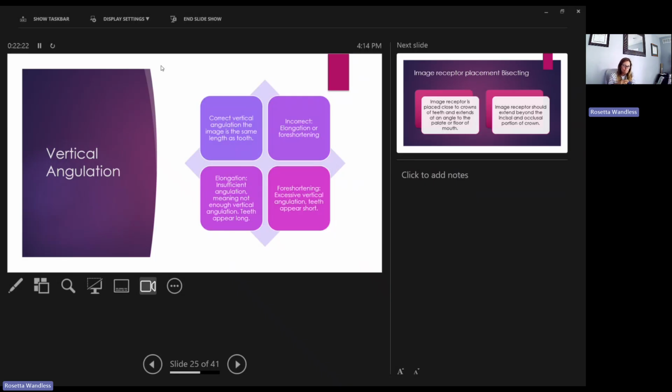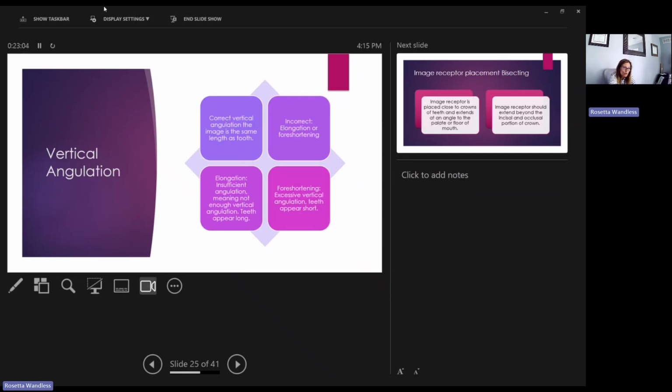This is how I look at it. If my PID is insufficient, meaning the tube head itself is downward and my PID is up, I'm going to think of it like the sun in the sky, right? As the sun sets, my shadow gets really long because it's going down. Whereas for shortening, which would be an excess of vertical angulation, meaning my tube head is higher than the PID itself, I'm going to get excessive vertical angulation, and this will have my teeth appear short and fat.